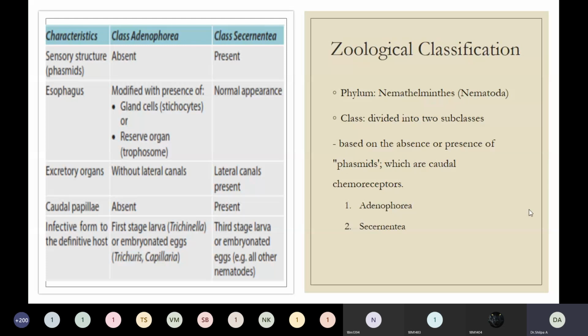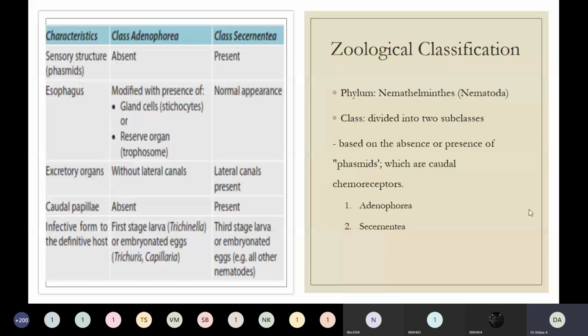Here the nematodes belong to phylum Nemathelminthes. Okay, this can be divided under class into two subclasses, based on the presence of phasmids. It is not plasmids, it is phasmids, which are caudal receptors. Okay, they can be classified into two subclasses. One is class Adenophorea and the other one is class Secernentea.